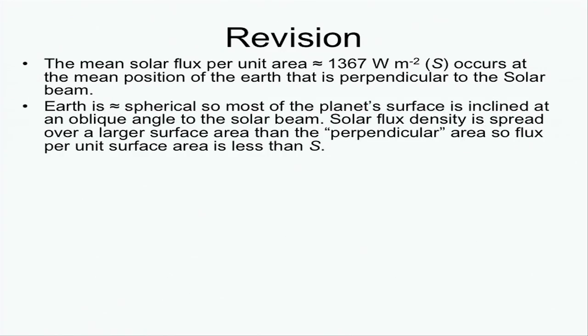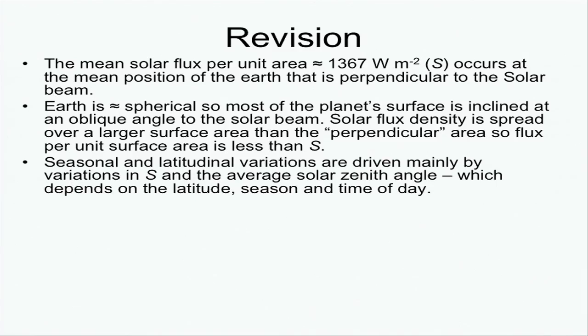Remember, the Earth is spherical, so a lot of the planet's surface is obviously inclined at an oblique angle to that incoming solar beam. So that solar flux density of 1360 watts per meter squared is going to be spread over a much larger surface area compared to the perpendicular area. So the flux per unit area is significantly less than that value, which of course is what we call the solar constant. So it's going to reduce as we move away from the equator.